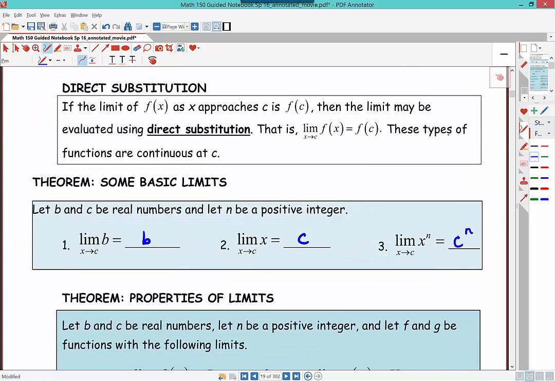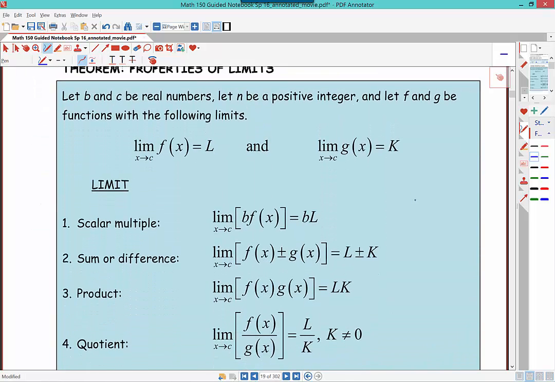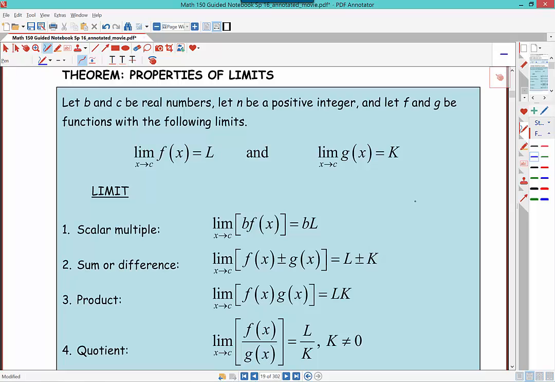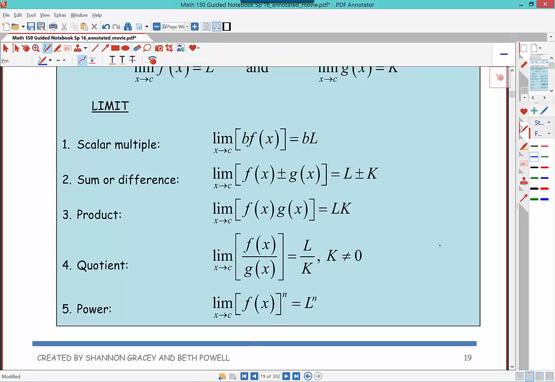Okay, so that was our direct substitution. So now we've got some theorem here, properties of limits, right? So basically, if you have a scalar multiple, the limit as x approaches some domain value of a constant times your function, you're just going to get the constant times whatever the resulting limit would have been, all right? And the limit of a sum or difference of functions is the sum or difference of the limits, right?